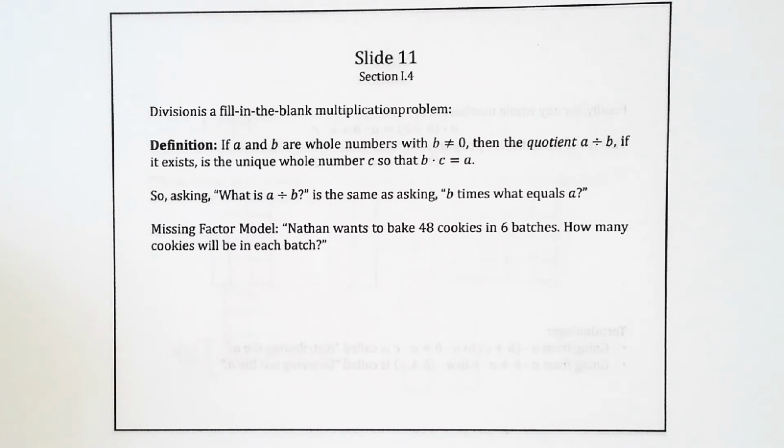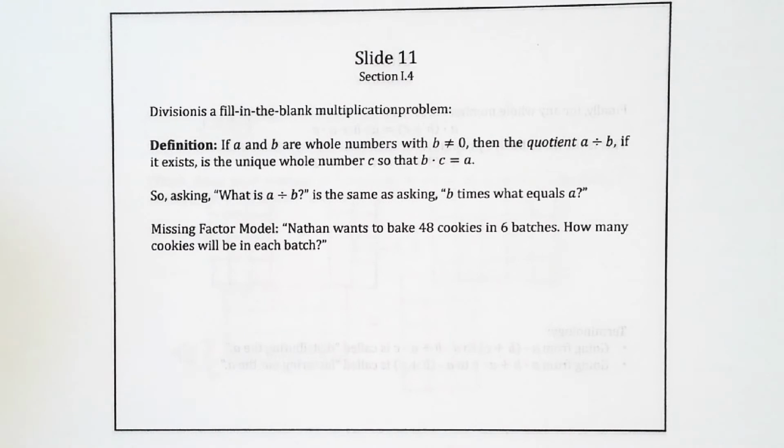If a and b are whole numbers and b is not 0, then the quotient a divided by b, if it exists, is the unique whole number c so that b times c is a. Of course, it may not exist. We talked earlier about how the whole numbers are not closed under division.